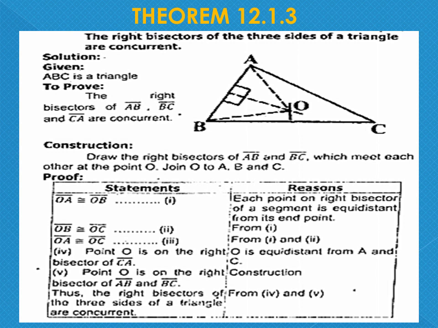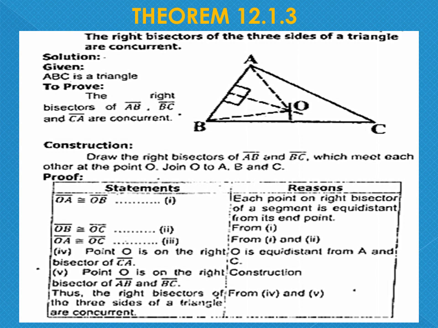What is to prove here, students? The right bisectors of the sides of a triangle are concurrent. It means the right bisectors of sides AB, BC and CA are concurrent. All three right bisectors of the sides of a triangle are concurrent. And let's see what the construction is over here.